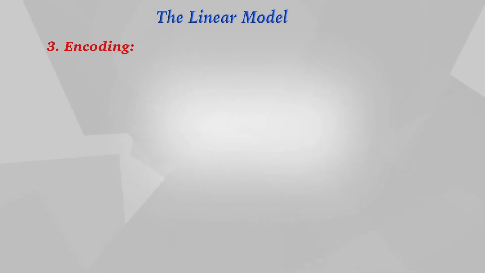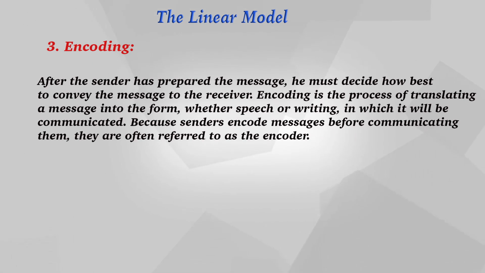The third element is encoding. After the sender has prepared the message, he must decide how best to convey the message to the receiver. Encoding is the process of translating a message into the form, whether speech or writing, in which it will be communicated. Because senders encode messages before communicating them, they are often referred to as the encoder.